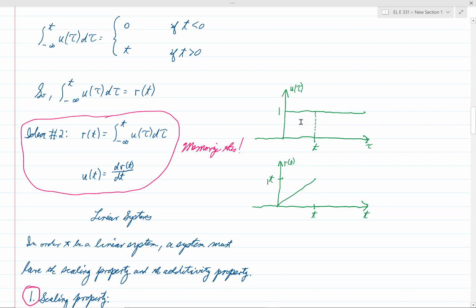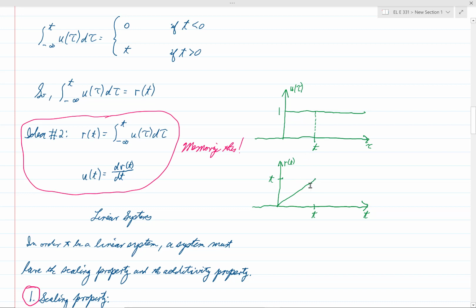And notice that this area under the curve, well, if t is less than 0, the area under the curve is 0, which exactly matches r of t for t less than 0. And on the other hand, if we get to the right of 0, then the area under this curve is 1 times t, which is t, which exactly matches r of t.